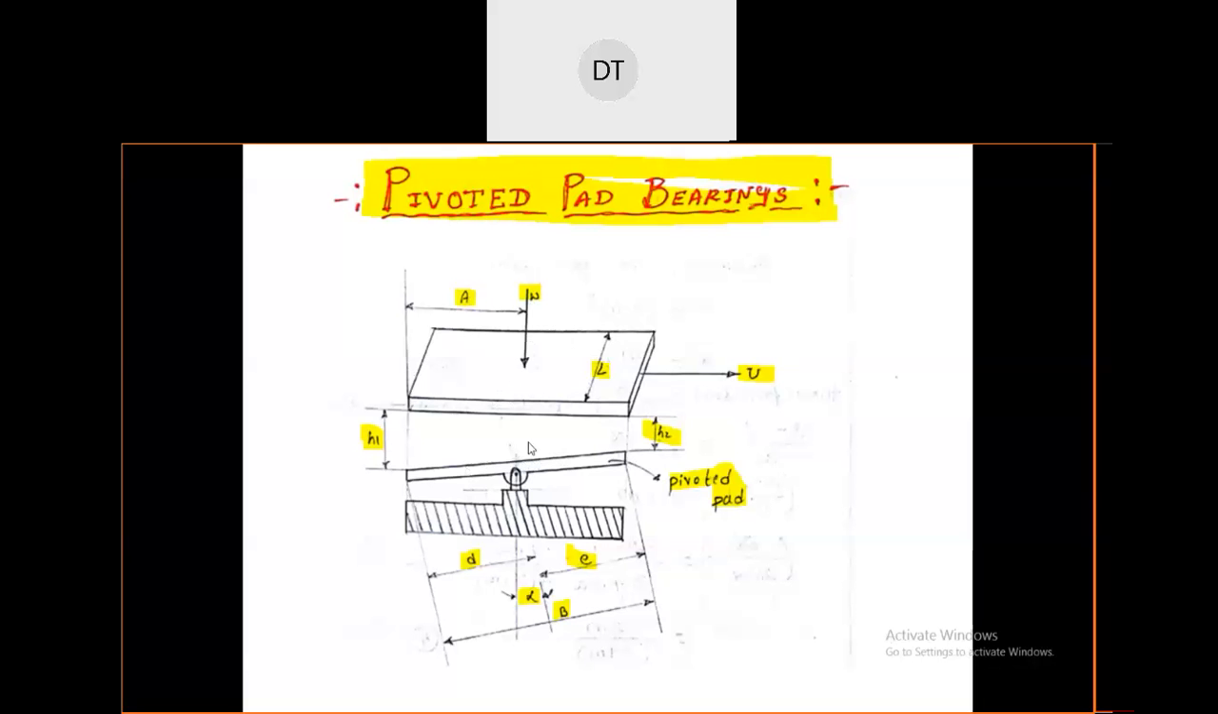Now we come directly to the derivations of the pivoted pad bearing, which are very similar to the previous one, the fixed bearing. We already have the equations of the fixed shoe bearing, and we have to use the same equations. The only thing is we have to change some of the variables, like introducing one term called m, which is the most important parameter in the pivoted pad bearing.